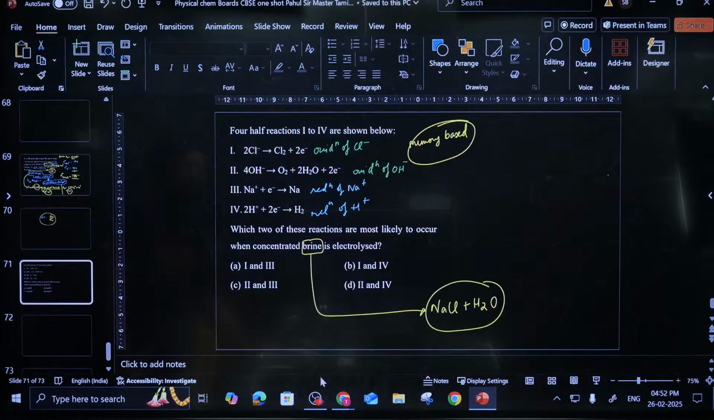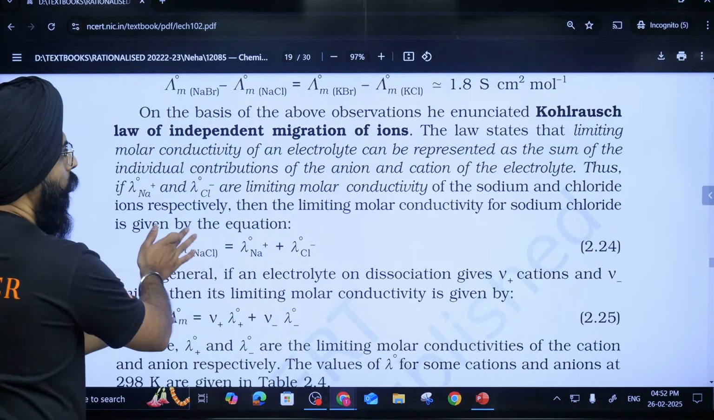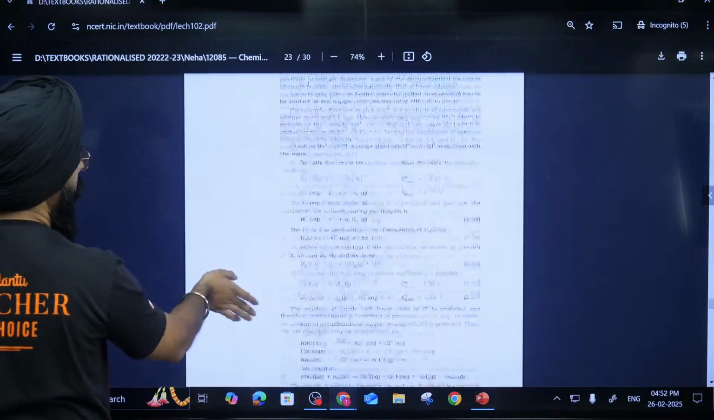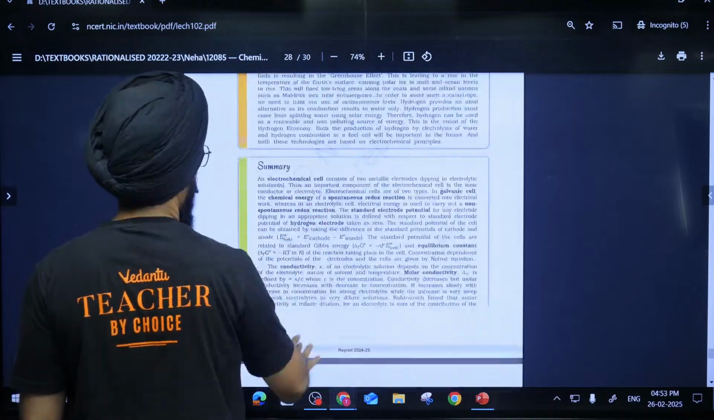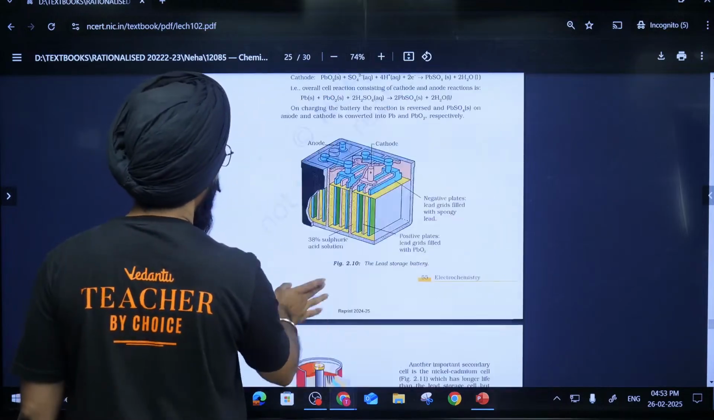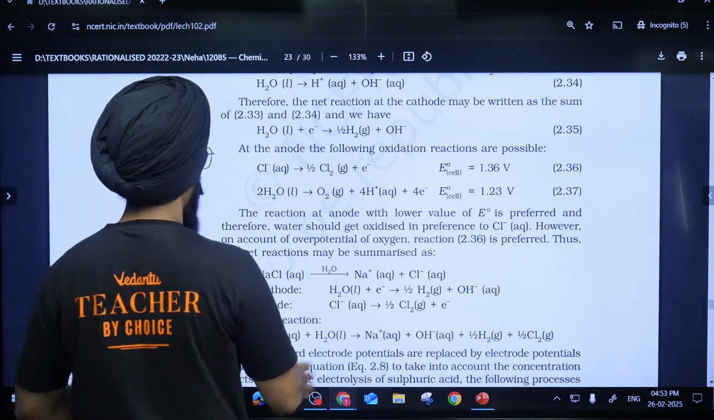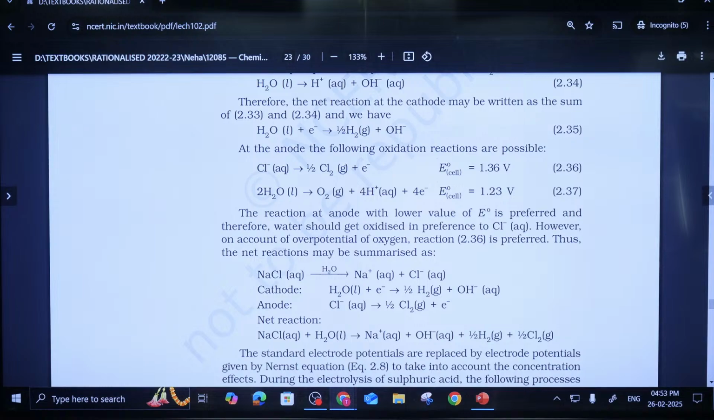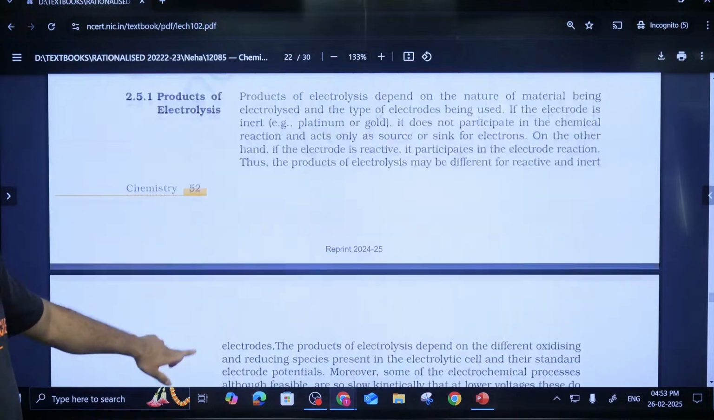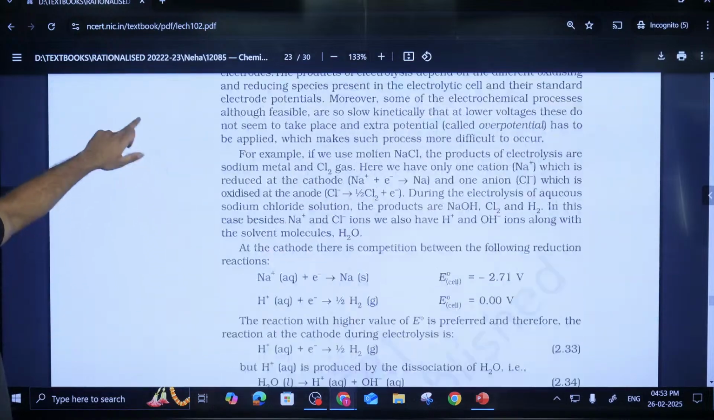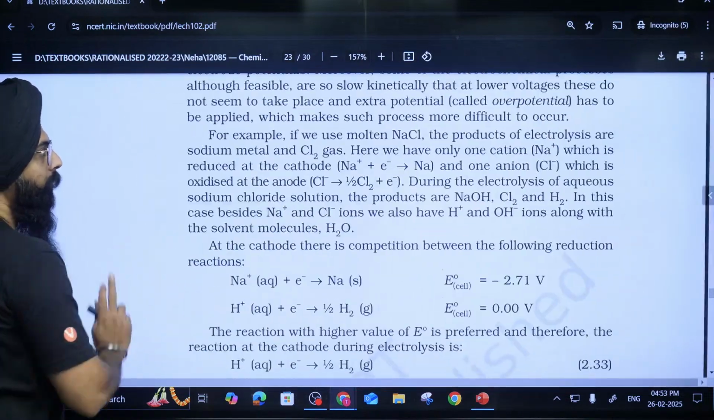Fine. So let's go to our good old book to study a little about electrolysis, because this is generally something that we ignore since it's given at the end of the chapter. So we need to focus a little on electrolysis. Look at what is happening in the electrolysis of brine solution. Let's read this paragraph properly with patience.